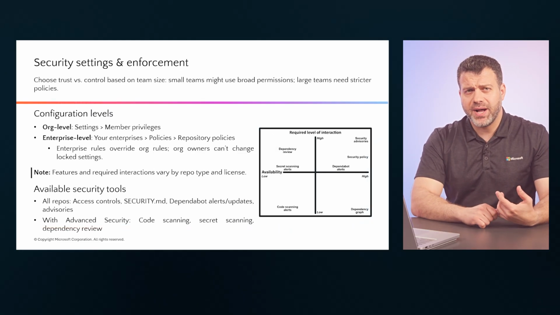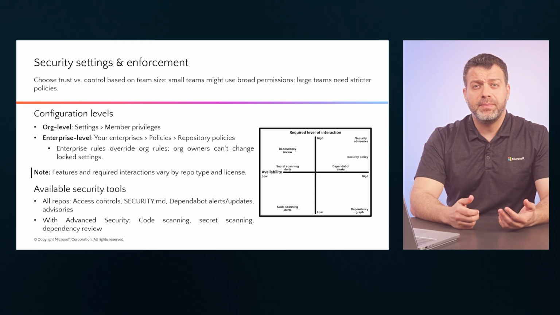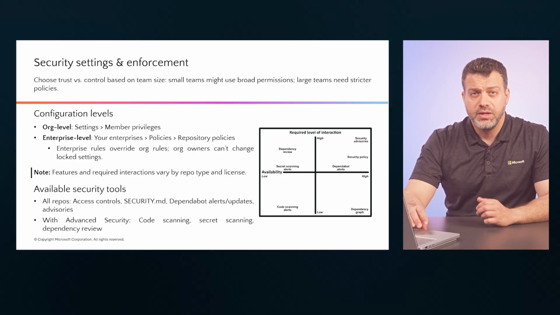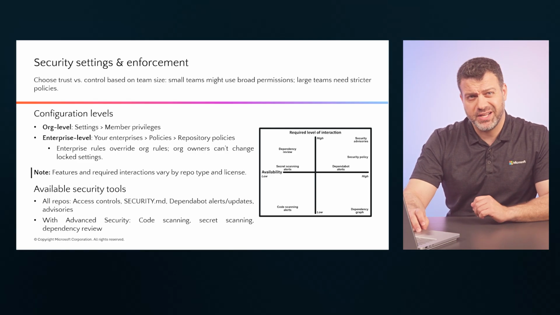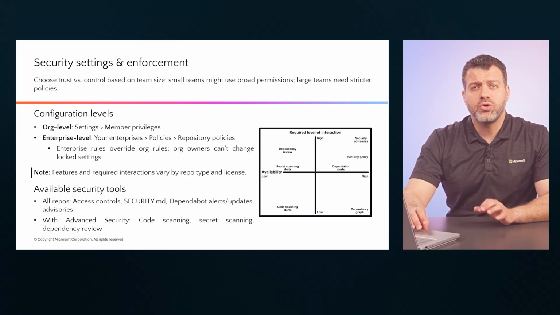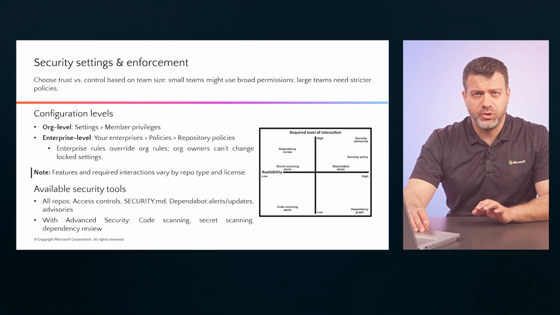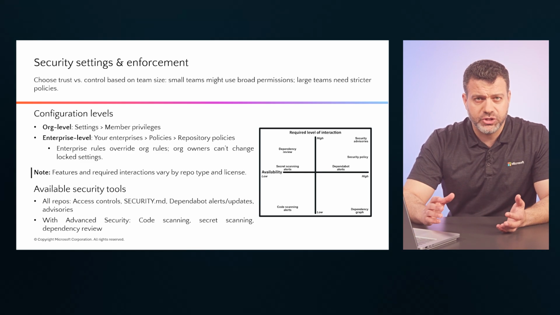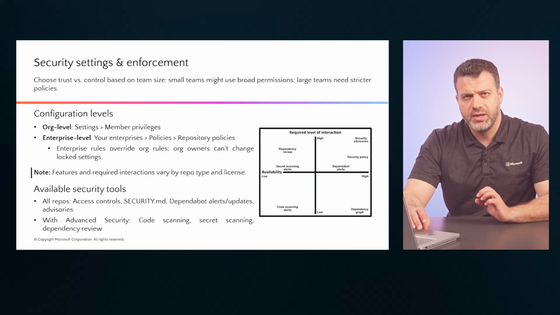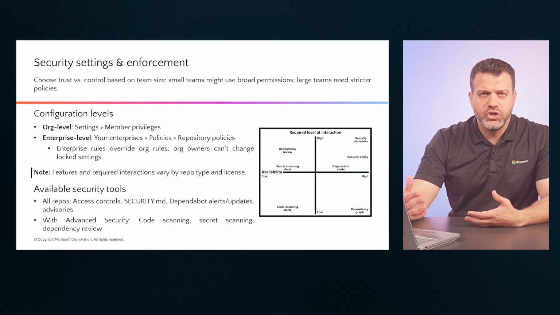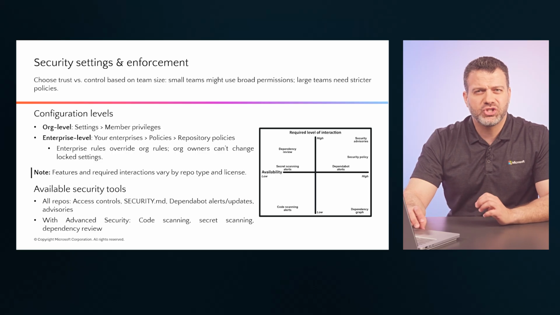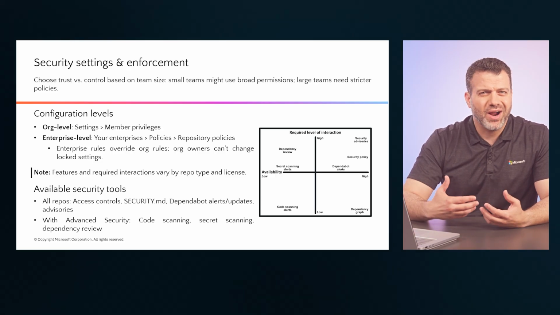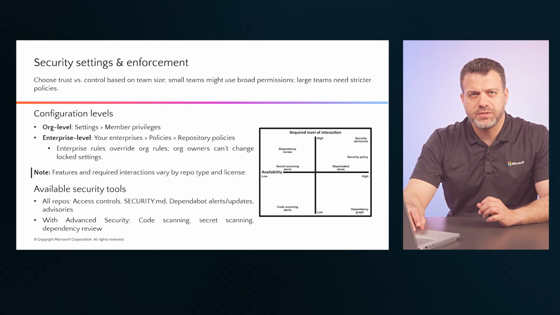Now that we've defined our policies and documentation, the next step is putting them into action. This is where security settings and enforcement come in. At a high level, your goal is to find the right balance between trust and control. Let's break that down. For smaller teams, you might allow broader permissions so developers can move quickly. But as your organization grows, you need stronger guardrails, like stricter access controls, required checks, and enforced policies.